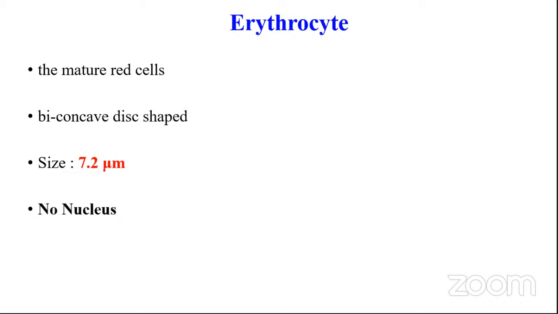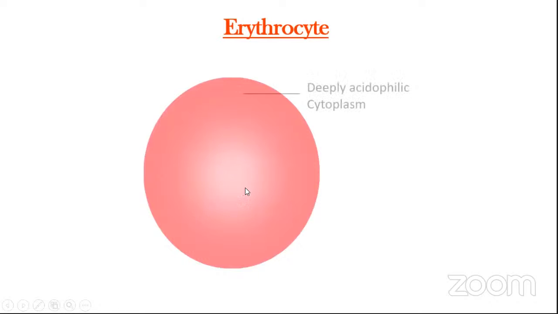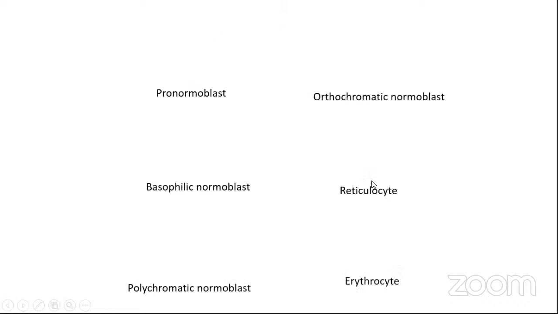So here there is no nucleus. Cytoplasm is acidophilic with central pallor because of the biconcavity. There is a central pallor. You can see this is the central pallor. So this is deeply acidophilic cytoplasm, and this is central pallor.